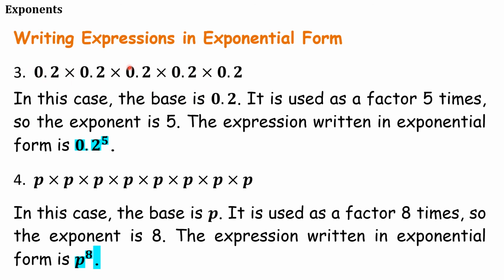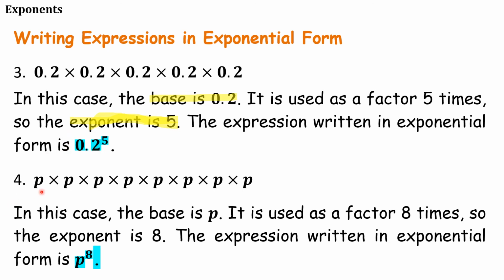Now let's do decimals. How many times am I multiplying this decimal? 1, 2, 3, 4, 5 times. So that means I have a base, which is 0.2, and a factor or exponent in this case, because I multiplied it by itself 5 times, so our exponent is the number 5. And we're going to write it like this.